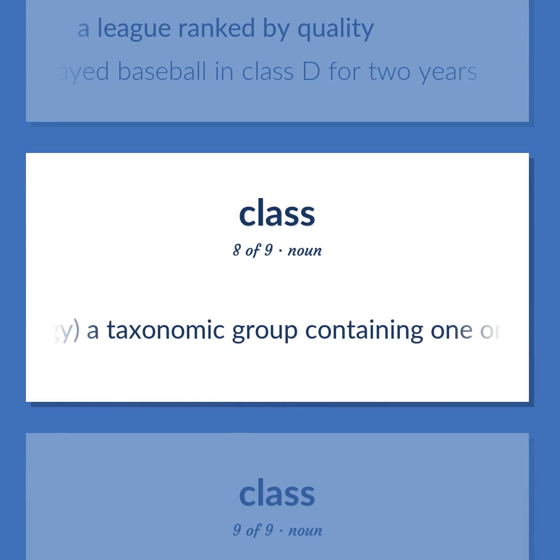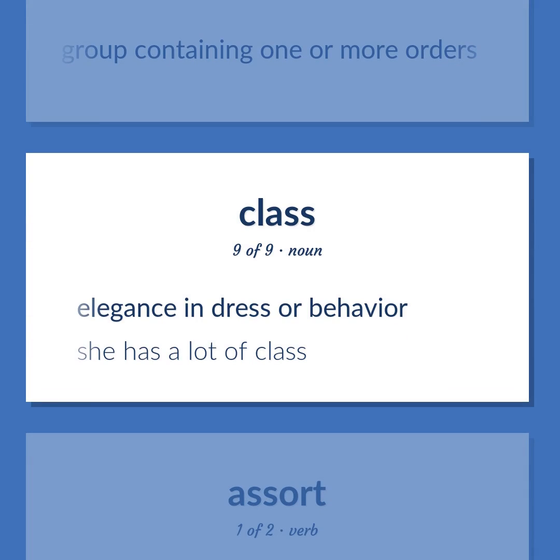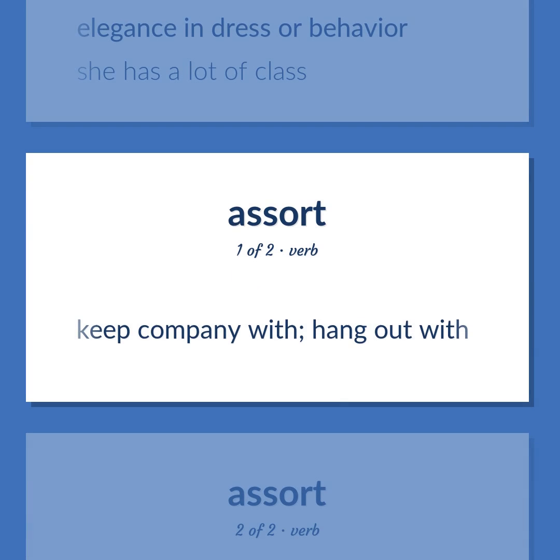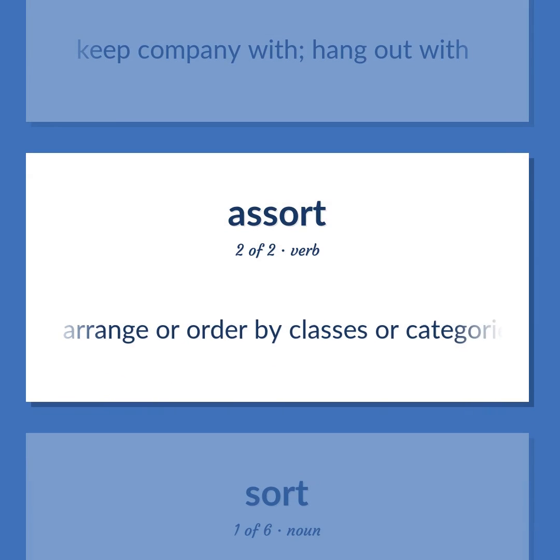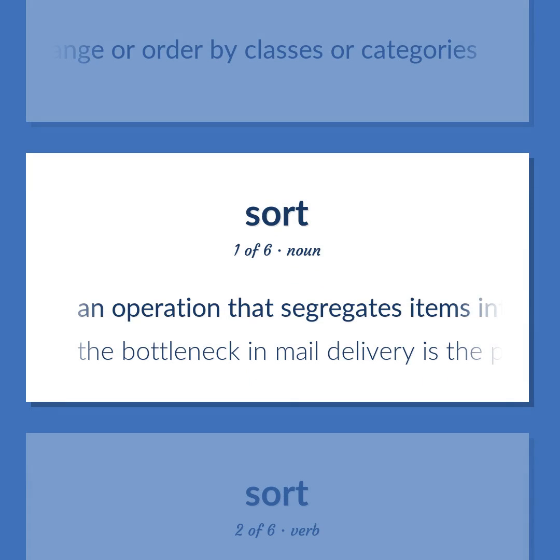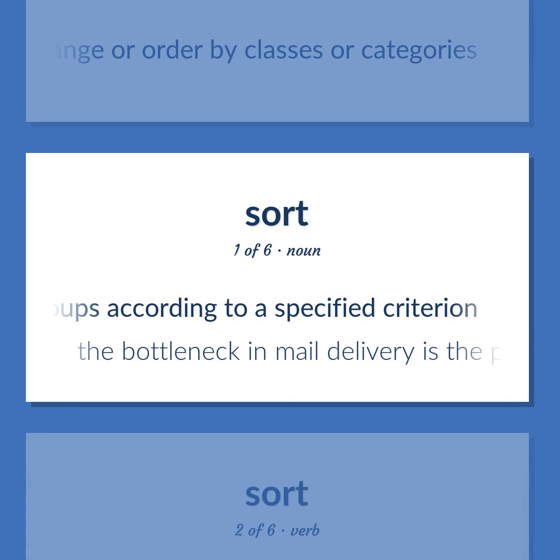Biology, a taxonomic group containing one or more orders. Elegance in dress or behavior. She has a lot of class. Keep company with, hang out with. Arrange or order by classes or categories. An operation that segregates items into groups according to a specified criterion. The bottleneck in mail delivery is the process of sorting.